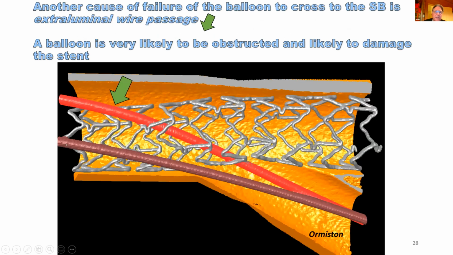So here is a bench test of a model on the bench, and you'll see here is the stent, here is the side branch, and this wire has passed outside the stent and then enters the stent and then goes through to the side branch. However, in cases like this, the balloon may not cross to the side branch because it gets obstructed here.